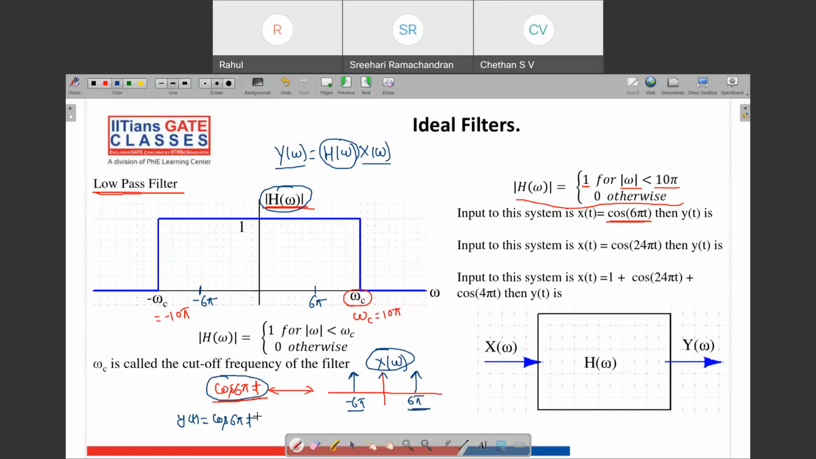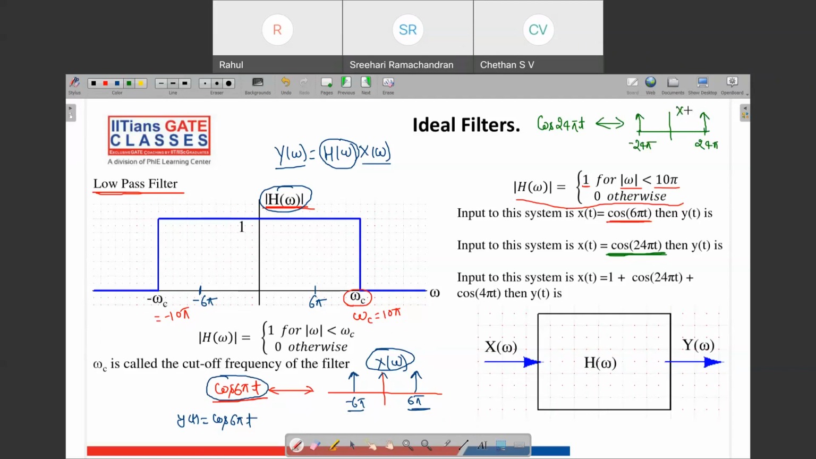Now let's take another example, where we have a signal equal to cos 24 pi t. Again, when you take the Fourier transform of cos 24 pi t, its content will be located at minus 24 pi and plus 24 pi. So there is one impulse here and one more impulse here.